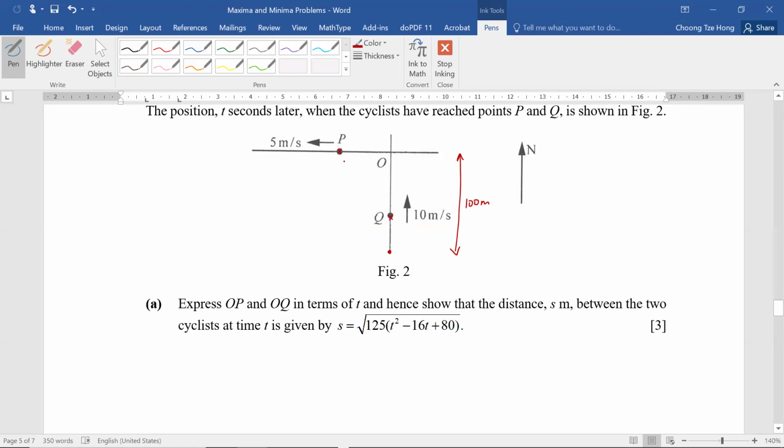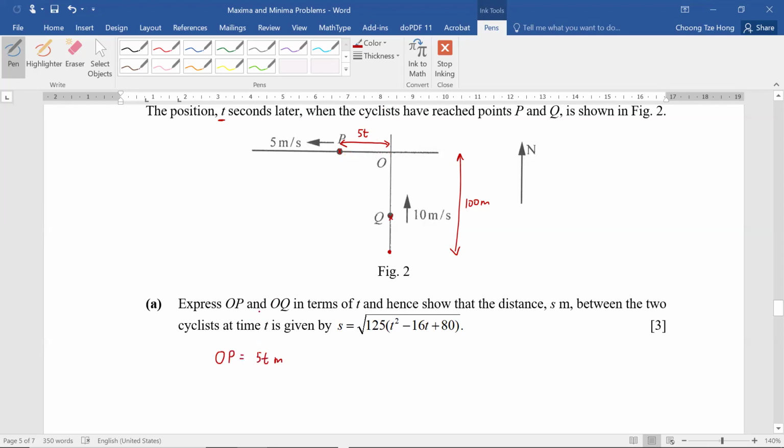So let's go back to the first cyclist. He's moving westward at 5 meters per second. So t seconds later, how much distance would he have moved? Basically they want us to find this distance, OP in terms of t. Every 1 second he moves 5 meters. So 2 seconds he will move 5 times 2, 3 seconds he will move 5 times 3. So t seconds he will move 5 times t meters. After t seconds he will be 5t meters away from O, and this will be the expression for OP. So OP is equal to 5t meters.